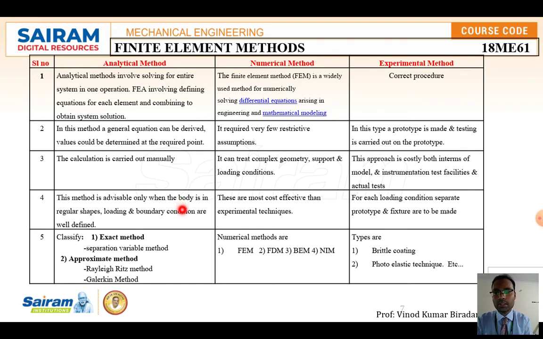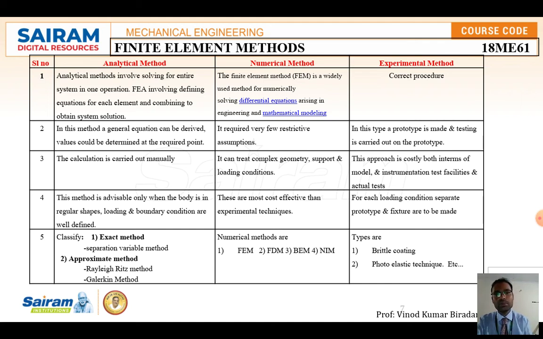What are the methods of the analytical method? How do you classify them? Exact method, including separation of variables method, and approximation methods, that is the Rayleigh-Ritz method and Galerkin method. These two topics we are going to solve as numerical problems in module 1. Then the numerical methods: finite element method, finite difference method, boundary element method, numerical integration method. These are some of the tools; we are going to solve using the FEM method. Again, experimental types mean any one testing machine, with types such as brittle coating material, photoelastic specimen or technique.